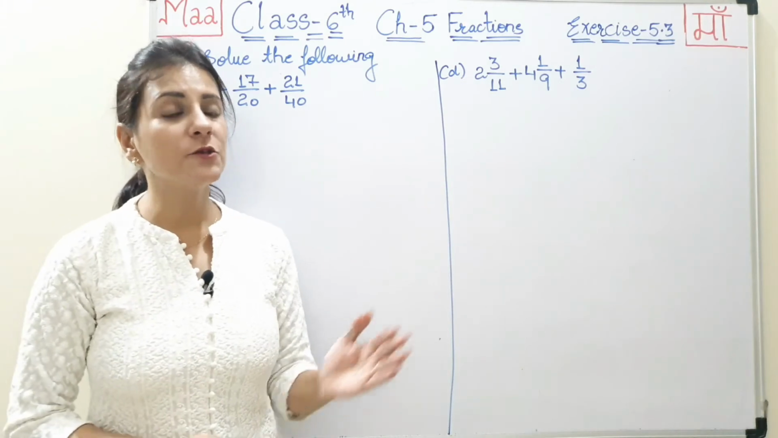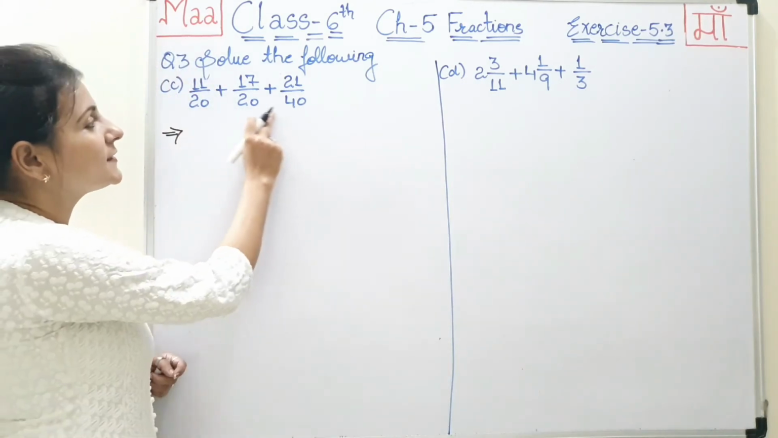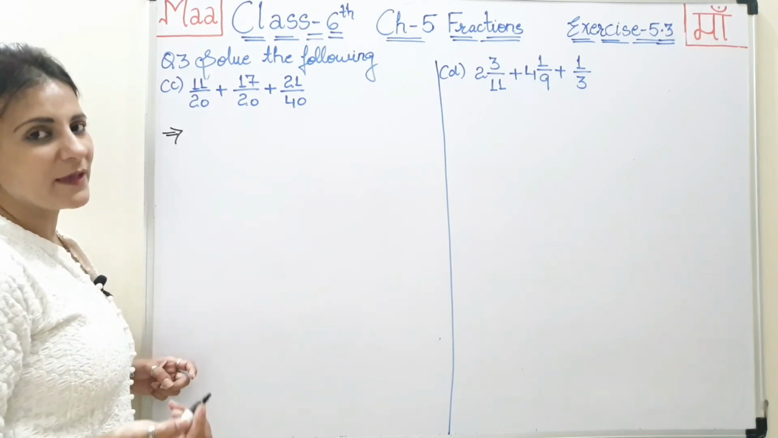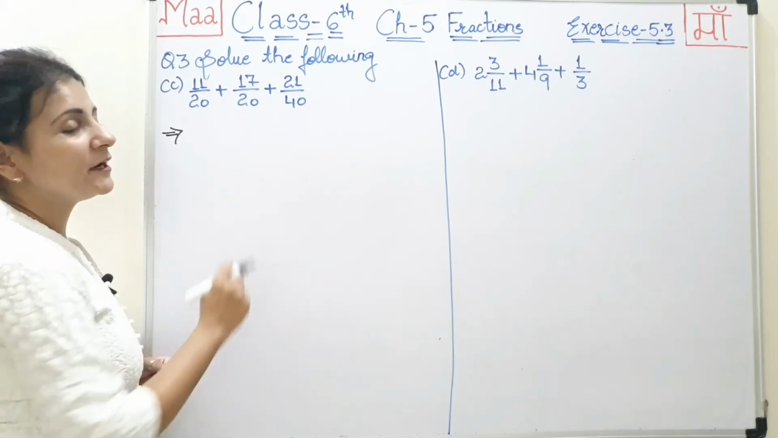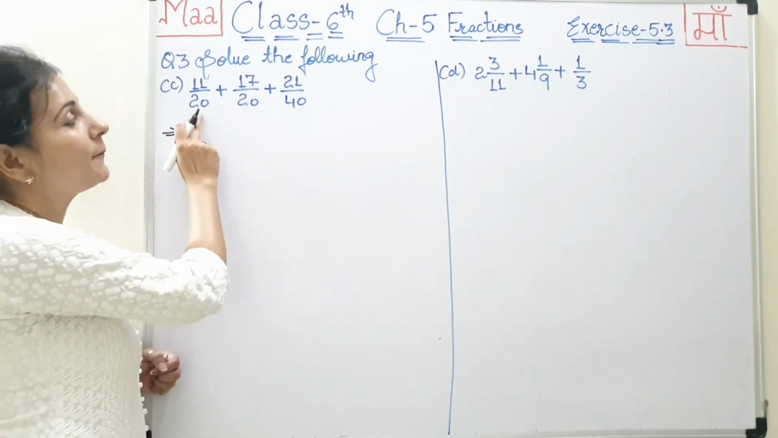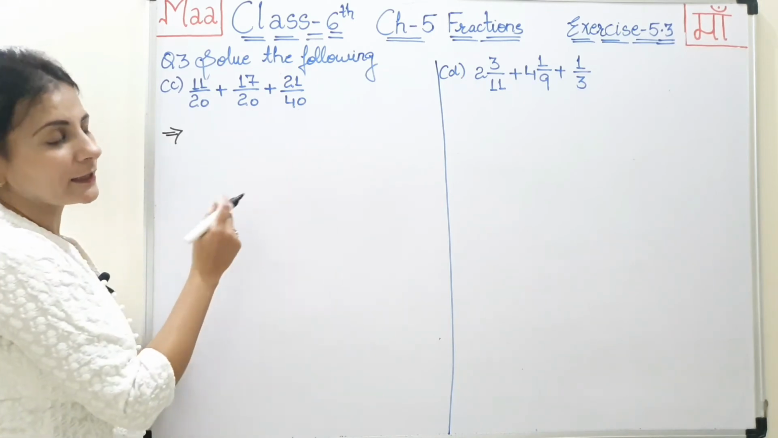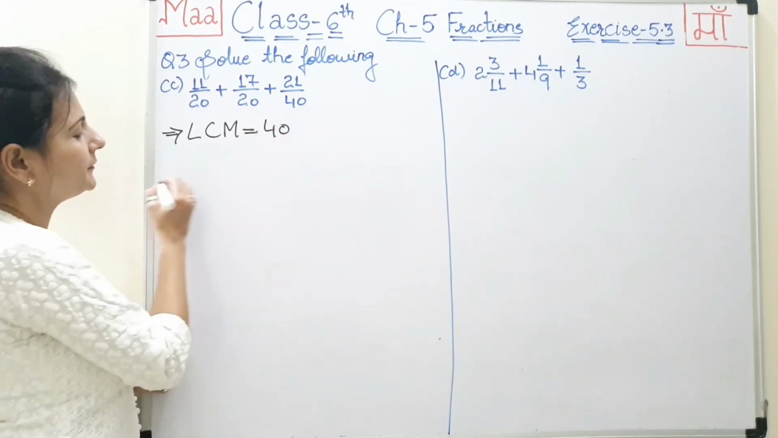So let us now move on to part C and part D of question number 3rd. Now you can see the denominators are different, so we will make the denominator same. So here two denominators are 20 and one denominator is 40. So here 40 is divisible by 20. यहाँ पर 20 की टेबल में 40 आता है, तो यहाँ हम डायरेक्ट LCM लिख सकते हैं. यहाँ LCM हो जाएगा हमारा डायरेक्ट 40.